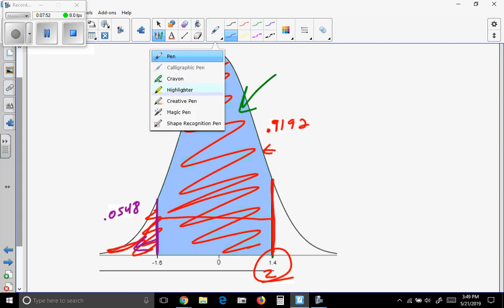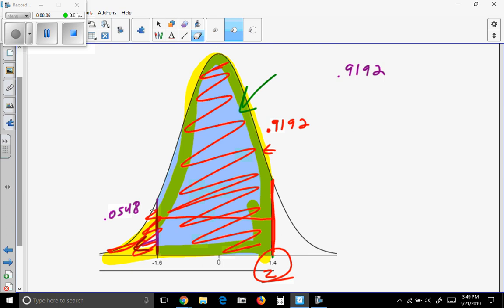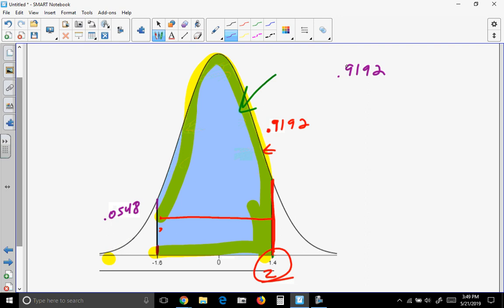So if we take that whole area, so I'll just highlight. So all of that area is the 0.9192. And we take away the part that we don't want to include. We don't want to include that area, which is 0.0548. So take away that part. How do you take away? Well, you subtract. And when you subtract those, that'll give you the area in the middle.